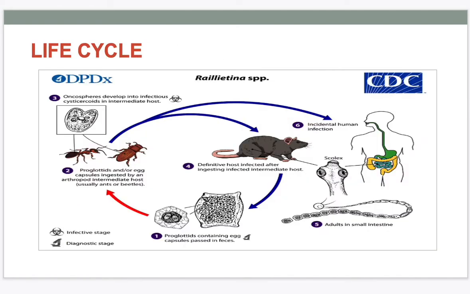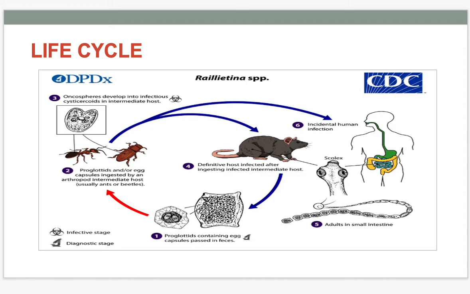So for the life cycle, it's very simple and very typical of your cestodes. The motile proglottids containing numerous egg capsules are shed in the definitive host feces. Then your arthropod intermediate host ingests those proglottids or free egg capsules, as they are released when the proglottid breaks down in the environment. So again, typical of your tapeworms.